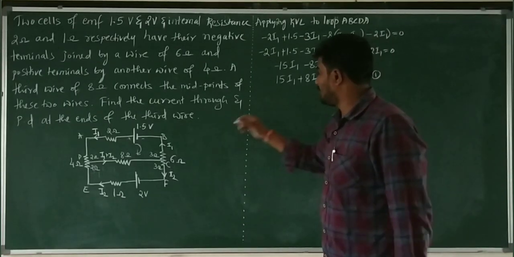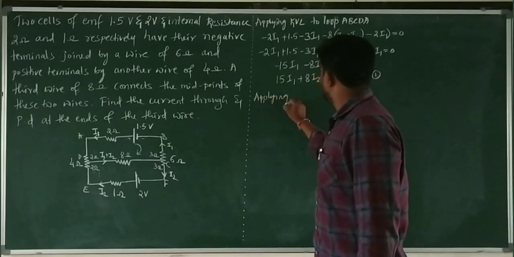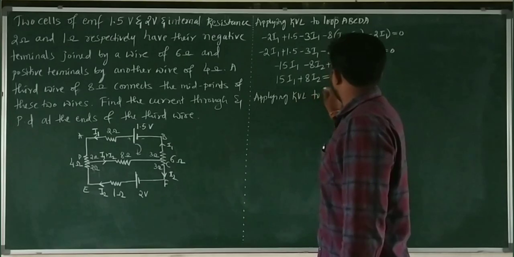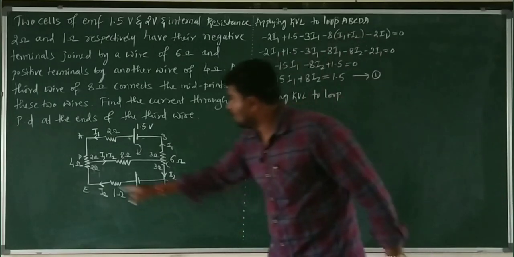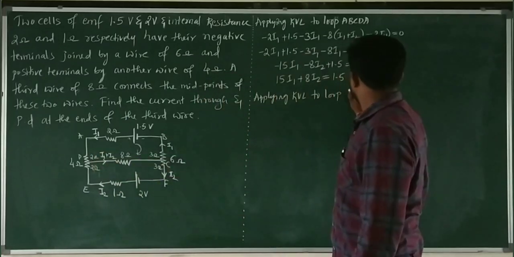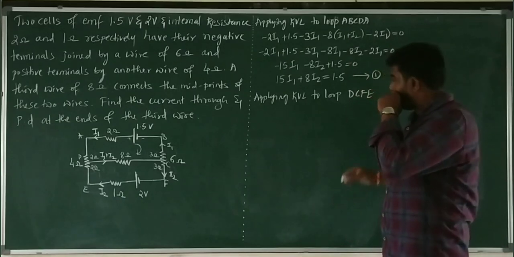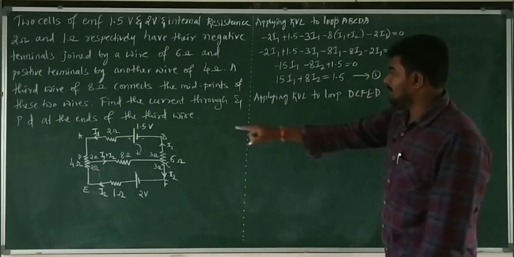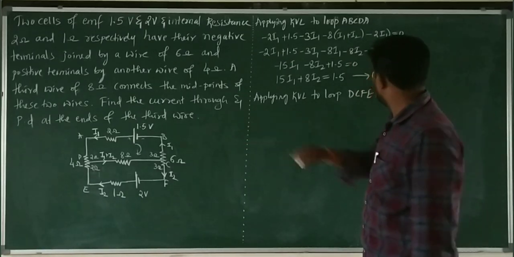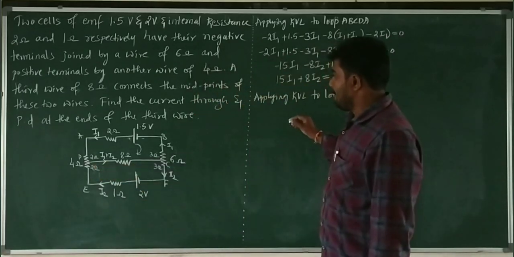Similarly, we shall take one more loop, applying KVL to this loop D, C, F, E, D. So we shall start from this point.